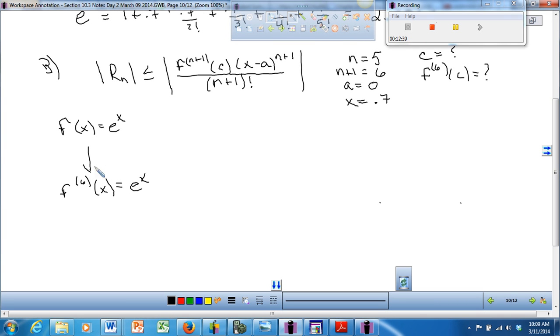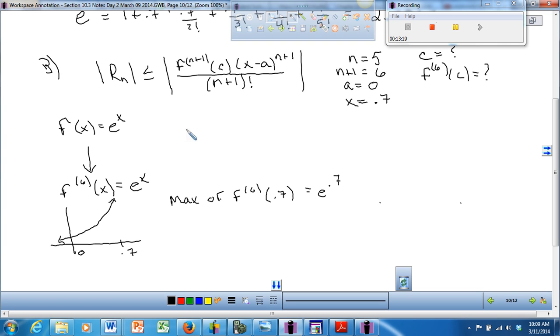All right, so that's nice. And now we need to think about if our 6th derivative is e to the x, and our interval is from a to x, that's from 0 to 0.7. e to the x is exponential growth, correct? Tell me about that function. Strictly increasing, so where is the maximum of our 6th derivative happening? At 0.7. So the max of the 6th derivative will happen at 0.7. And what is that? e to the 0.7.